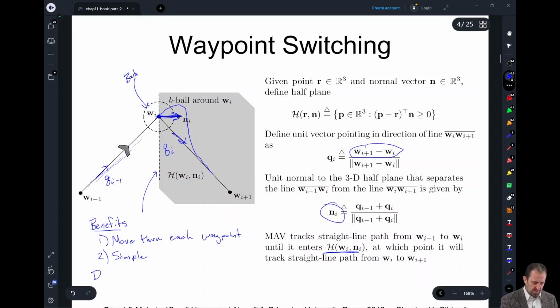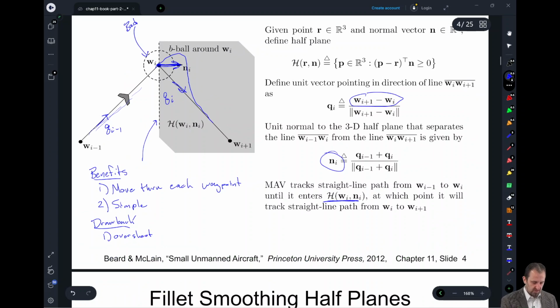The big drawback is the overshoot. And I'm only going to write this one. Well, so we have overshoot, and I guess two, related to that overshoot, the exact path length is difficult to calculate.